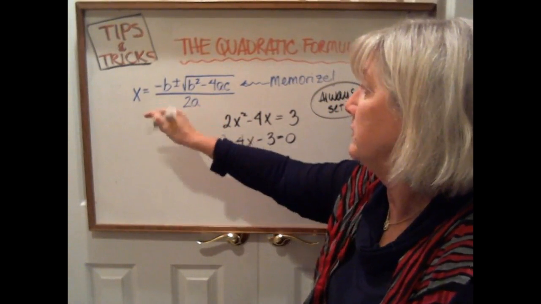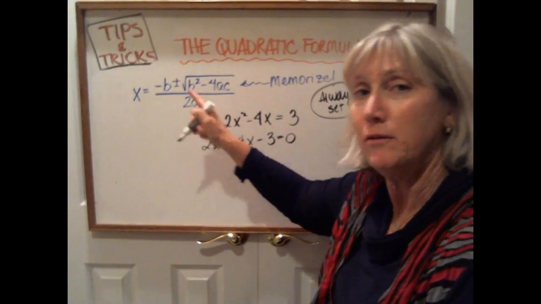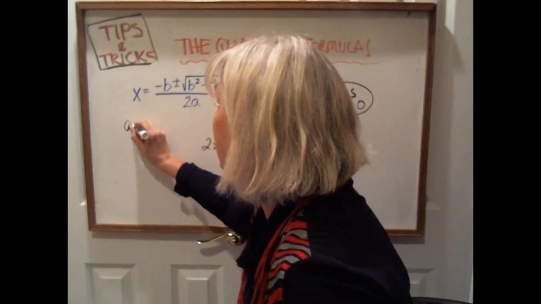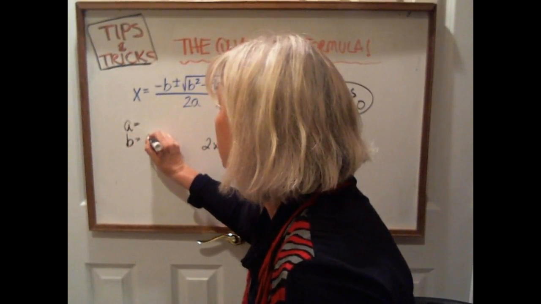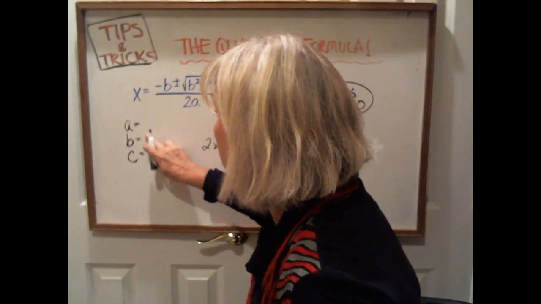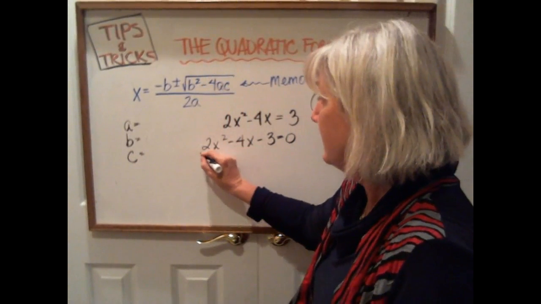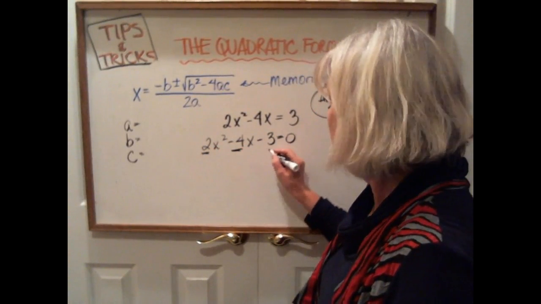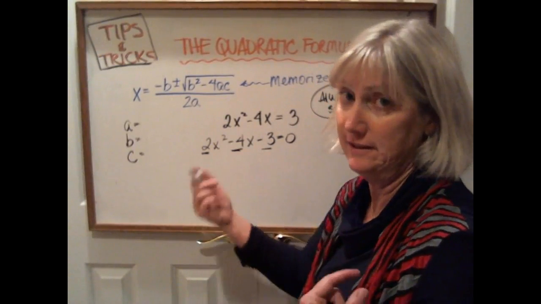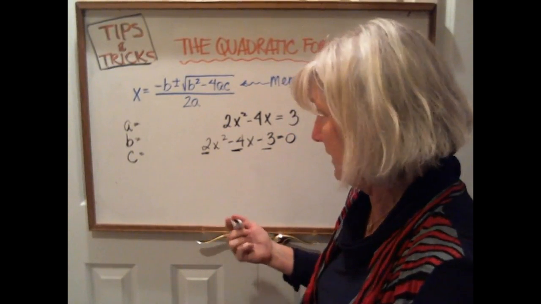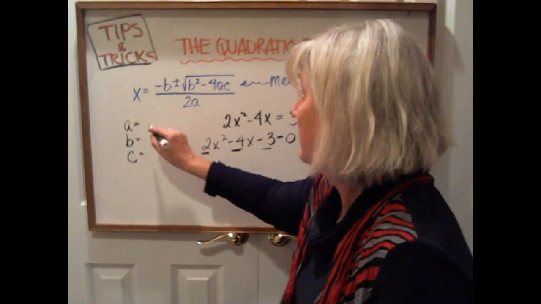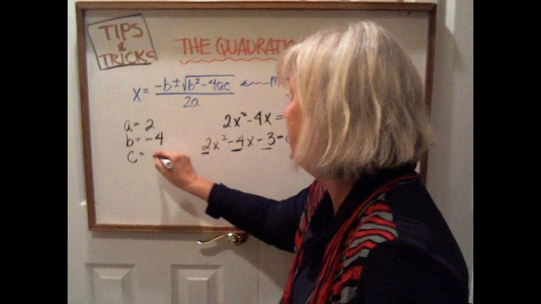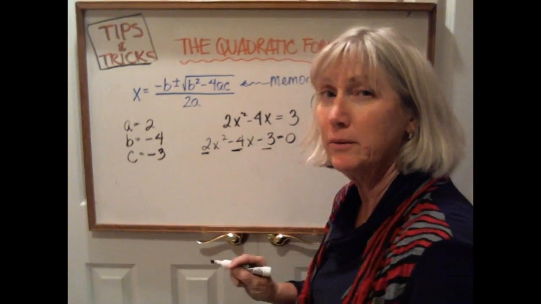So what I do is I write this down. If you haven't written it down, write it down again. And then I want to list what A, B, and C are. A equals, B equals, and C equals. And I want to write them down and list them. A is what's in front of x squared. B is what's in front of the x term. And C is the constant term. It's easy to remember because constant and C both start with C. So we list this. A is 2, B is -4, and C is -3. Be careful with the signs.